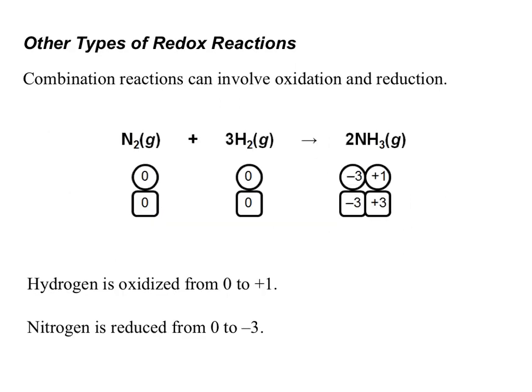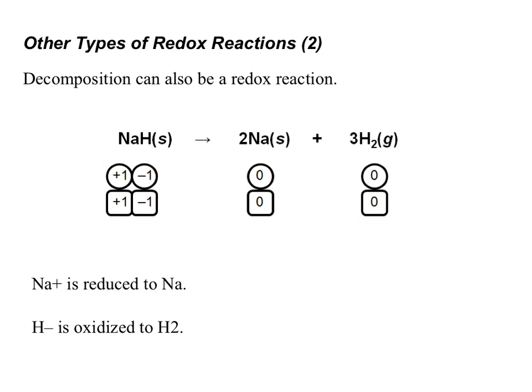There are several other types of redox reaction. For example, combination reactions, where 2 elements combine to form one molecule. In this case, nitrogen reacting with hydrogen to form ammonia. Hydrogen is being oxidized from 0 to +1, and nitrogen is reduced from 0 to -3. Decomposition can also be a redox reaction. For example, in this case, sodium hydride is forming 2 sodium metals and 3 hydrogen gases. The sodium ion in sodium hydride is being reduced to sodium, and the hydride anions are oxidized to become hydrogen gas.